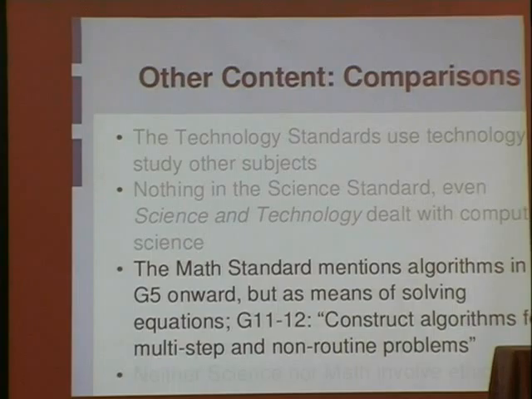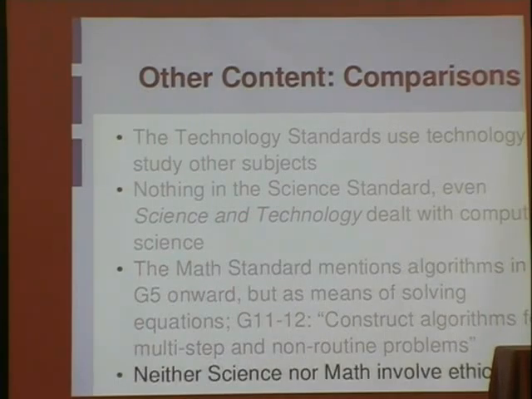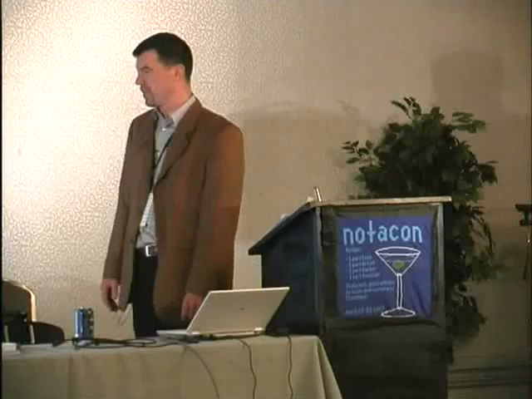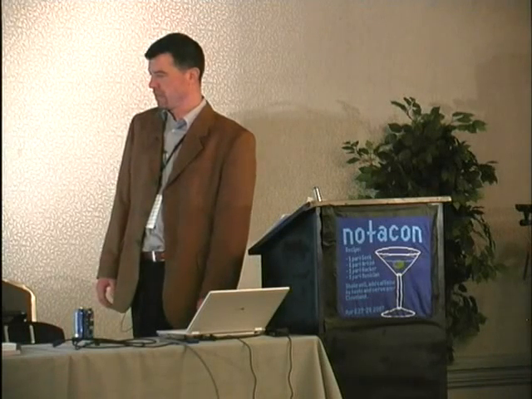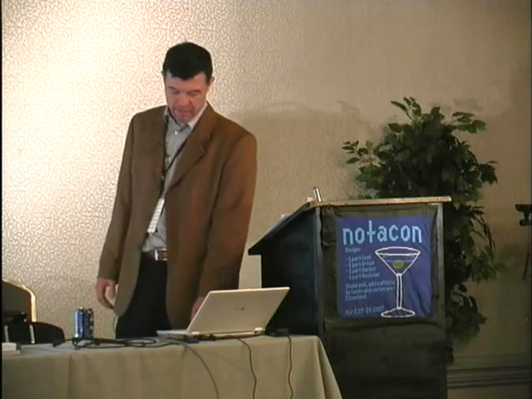The math standard mentions algorithms in grade 5 onward, but more as a means of solving equations, and grades 11 and 12 talk about constructing algorithms for multi-step and non-routine problems. Now this begins to get to it, but the whole focus there is on mathematics and not solving other problems. And then the other curiosity that I incessantly found was that neither science nor math standards involved any mention of ethics whatsoever.